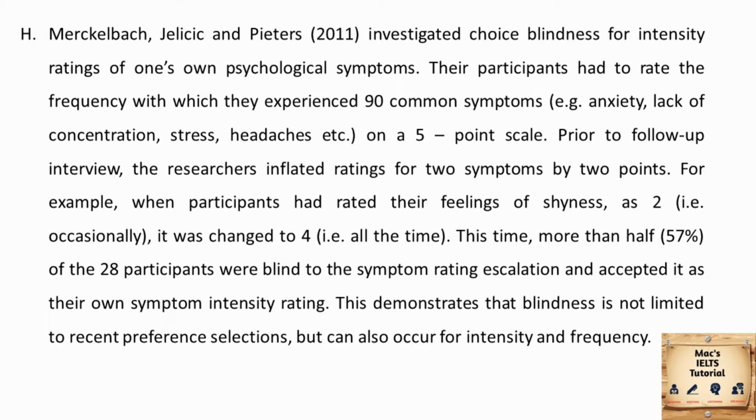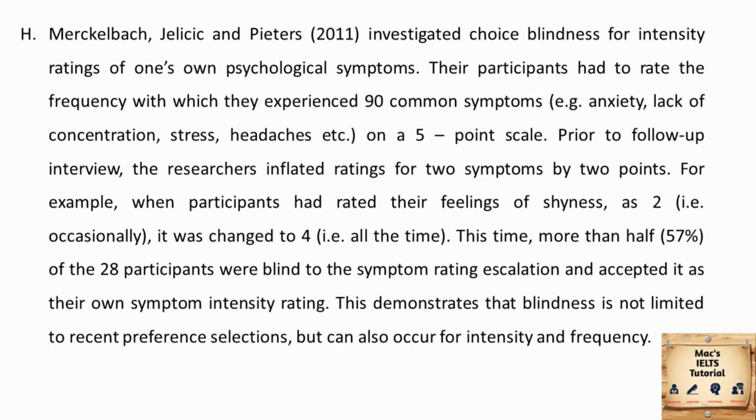Their participants had to rate the frequency with which they experienced 90 common symptoms on a 5-point scale. Prior to a follow-up interview, the researchers inflated ratings from two assumptions by 2 points. For example, when participants had rated their feelings of shyness as 2, that is occasionally, it was changed to 4, that is all the time. This time, more than half, that is 57% of the 28 participants, were blind to the symptom rating escalation and accepted it as their own symptom intensity rating.